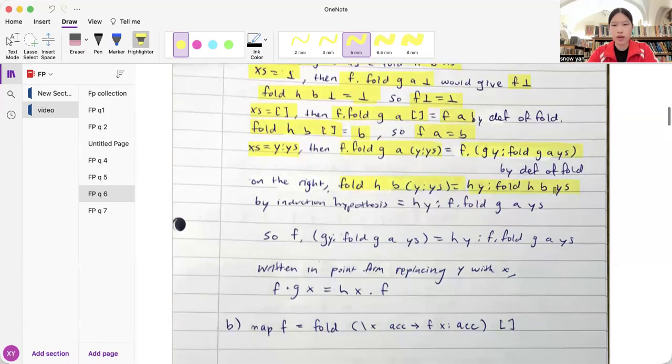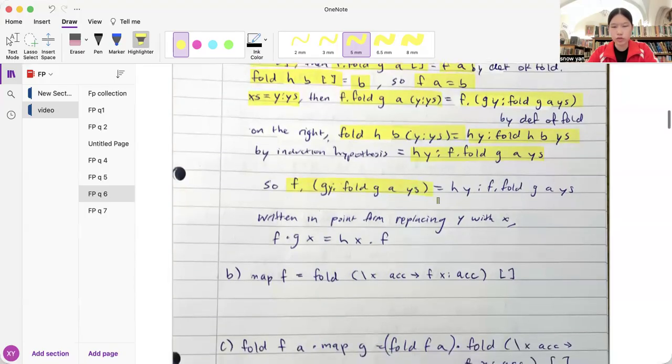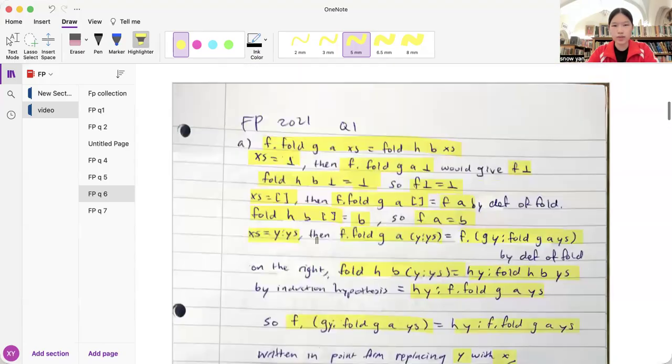For the remainder, we can use the induction hypothesis and write it in terms of the left-hand side. Then we can put h of y back into the fold. This is just equating the two things, the left-hand side and the right-hand side. Then we can write it in point form, replacing the y with the x, and we get this. Okay, so A is done.